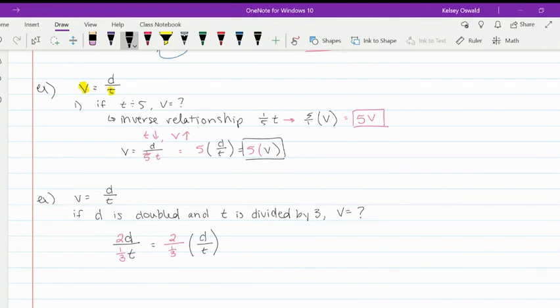Okay, so I just pulled those multipliers out to the front. We can then see that if we have 2 divided by 1/3, that's the same thing as saying 2 times 3 over 1, since dividing by a fraction is the same thing as multiplying by a reciprocal. So we can really just say that we have 6 times our original value of d divided by t, or 6 times our original value for v. Okay? So if we double our value for d, divide our value for t by 3, our original value for v would have been multiplied by 6.